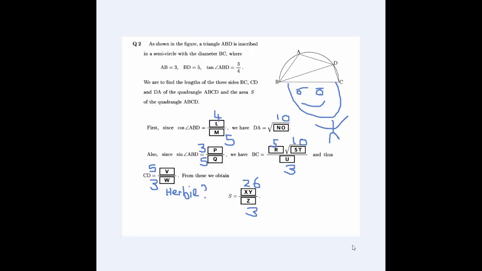First, since cosine of the angle ABD is 4/5, we have DA is the square root of 10 over square root of 10. Also, since sine of the angle ABD is 3/5, we have BC is equal to 5 square root of 10 over 3, CD is 5/3. From these we obtain S equals 26 over 3.